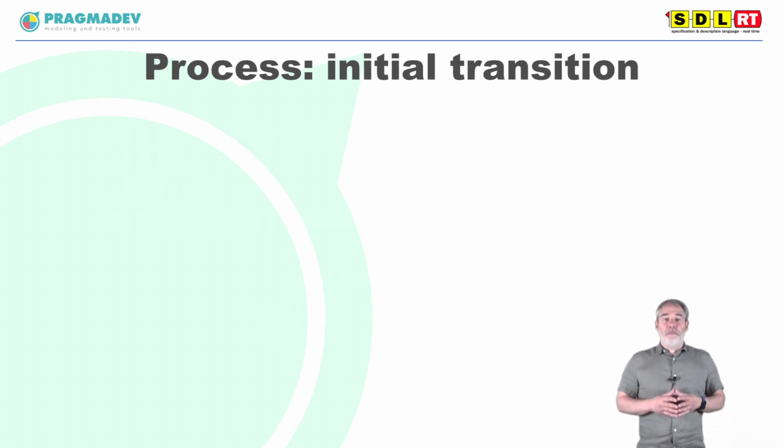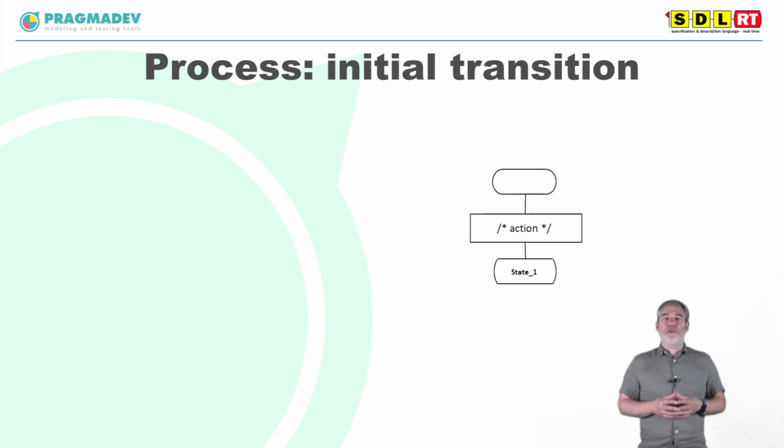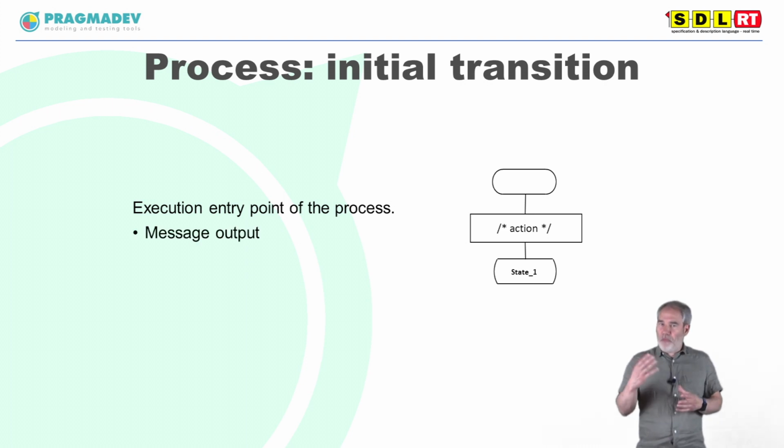Now, let's look at the behavior of the process. It is a finite state machine. At execution time, when the process starts, it will first spontaneously execute what we call the initial transition or the start transition. There can be any type of action in that transition: message outputs, task creations, timer starts, and so on. At the end of the transition, the state machine ends in a new state.